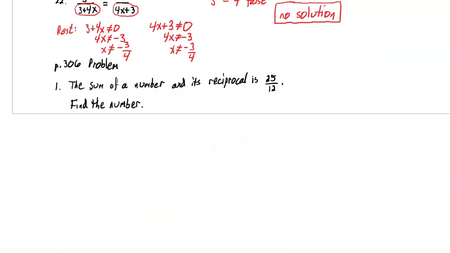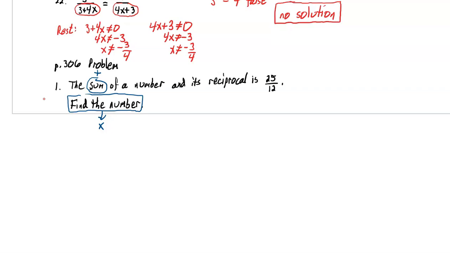Page 306. The sum of a number and its reciprocal is 25/12. Find the number. We are asked to find an unknown number. Let's call it x. Now when we read the sentence and we come across the phrase a number, we're going to use an x in place of that. The word sum means to add.